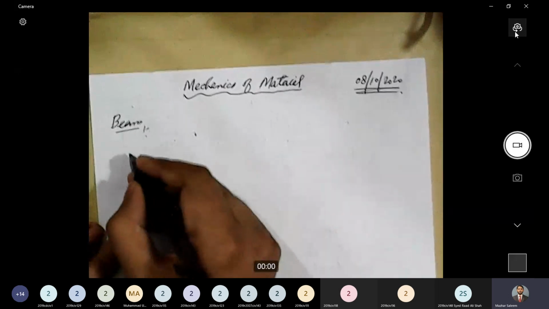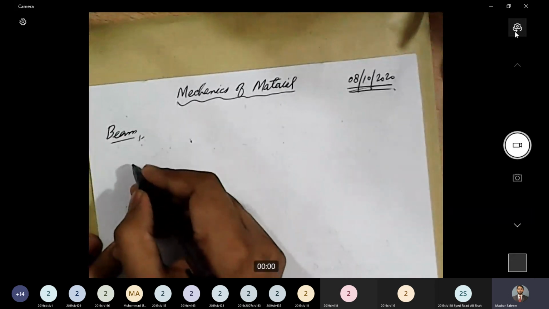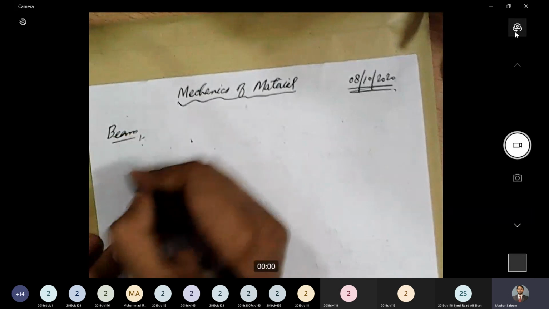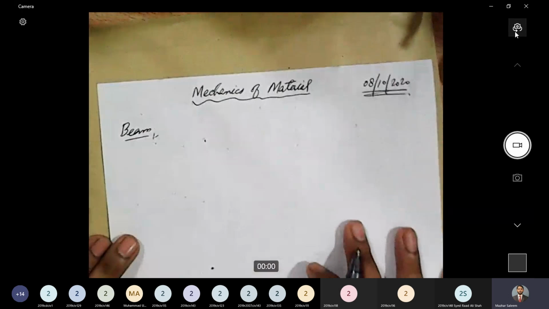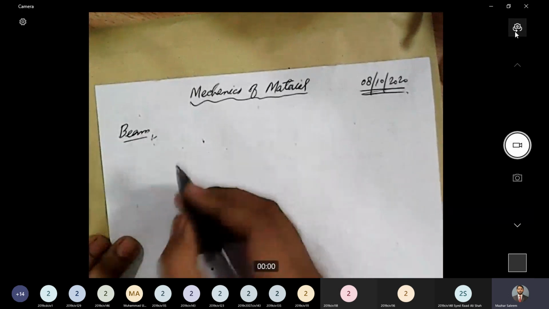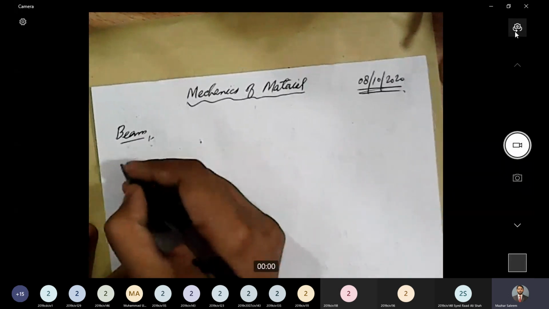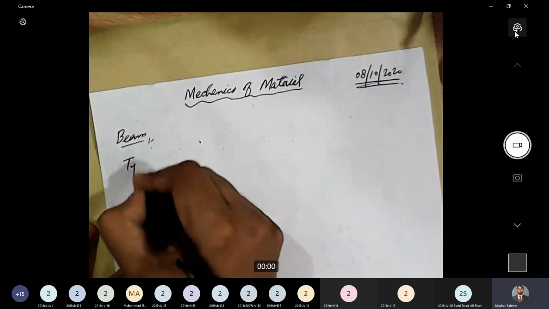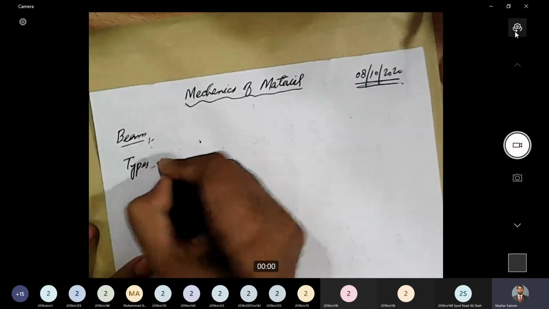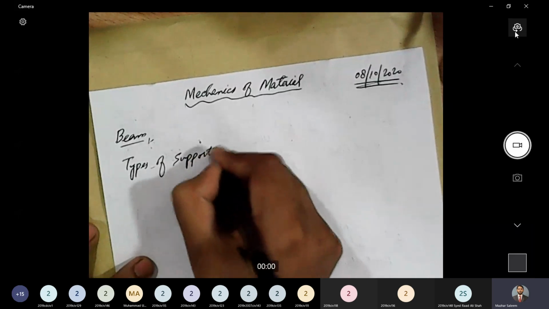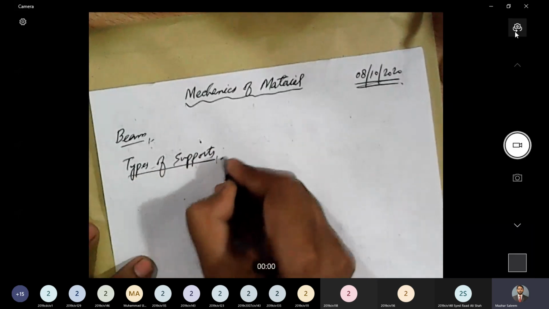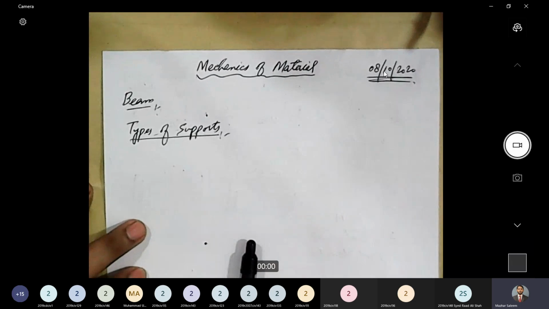There are types of beams. We'll discover that in a short while. And then there are some types of supports. Before going to the types of beams, I want to talk about types of supports, because beams are divided into different groups depending upon their supporting condition. So, types of supports. Can anybody tell me what are different types of supports?